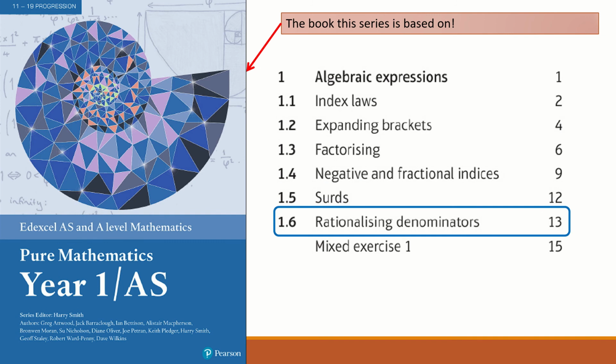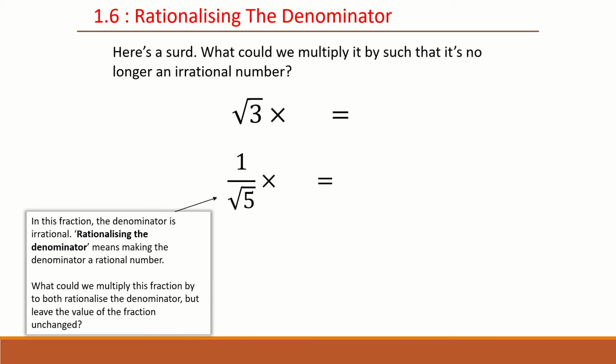Anyway, today we'll be covering the last unit in chapter 1, which is Rationalising Denominators. Firstly, you may have done this in GCSE, most likely, but as a recap, for the first question, here is a surd, root 3. What number should we use to multiply that so there is no longer an irrational number, i.e. root 3? In this case, the number would be root 3 to give us 3.